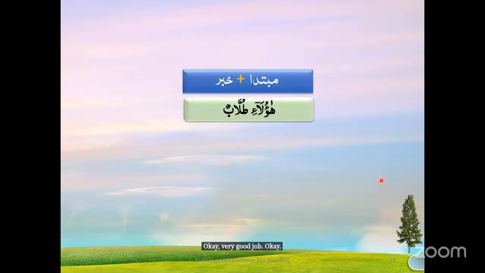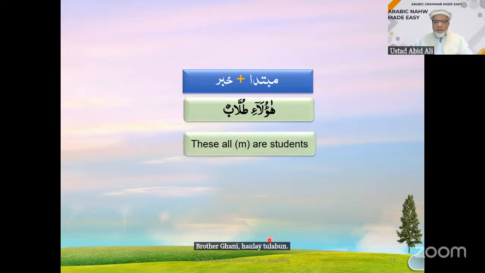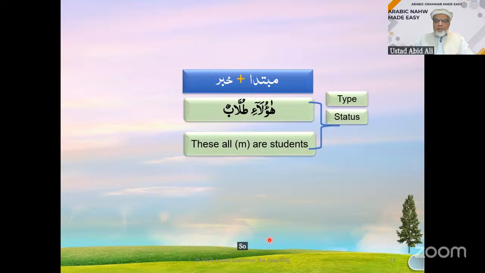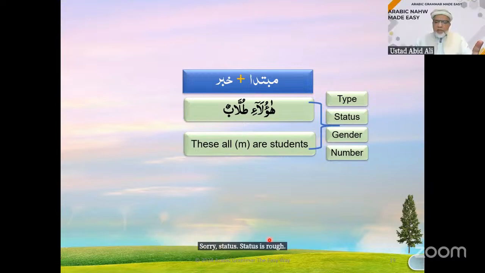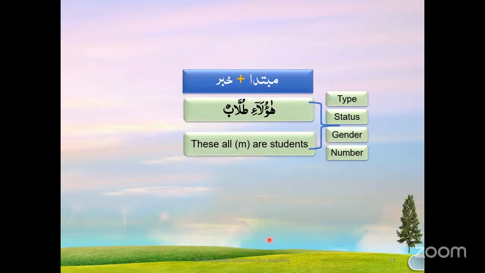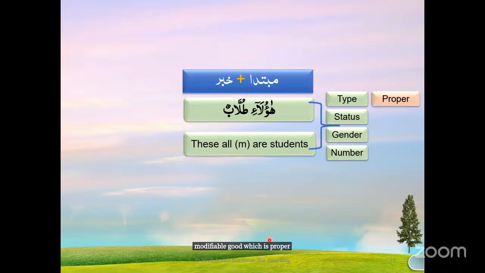Okay. Brother Ghani, Ha'ulai Tullabun. So these males are all students. What is the type, status, gender, and number for Ha'ulai? Type is Rafa. Sorry, status. Status is Rafa. First, tell me the type. Type is Marifa. Marifa, good, which is proper. Status is Rafa.